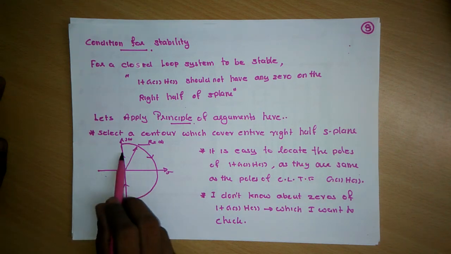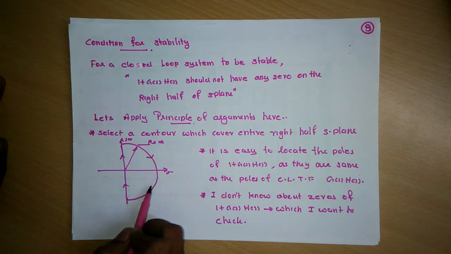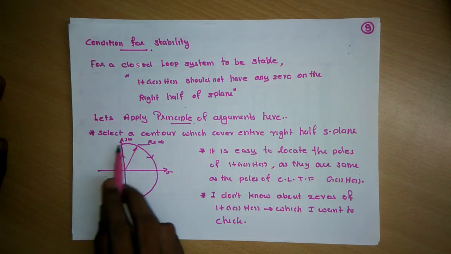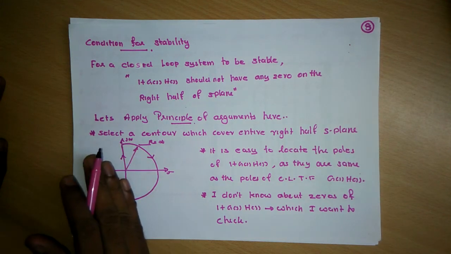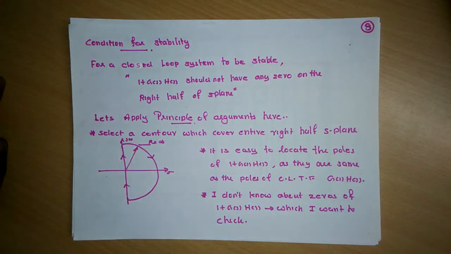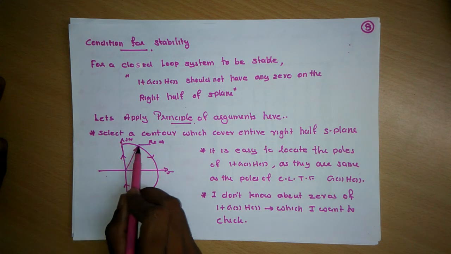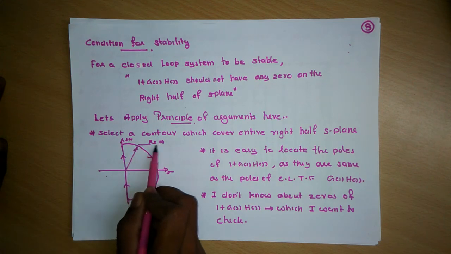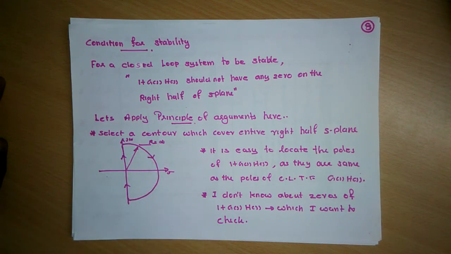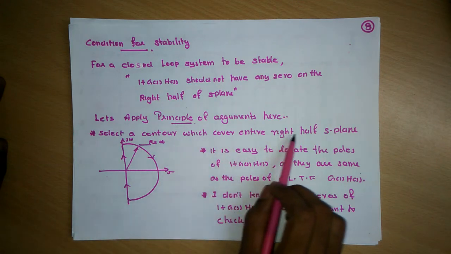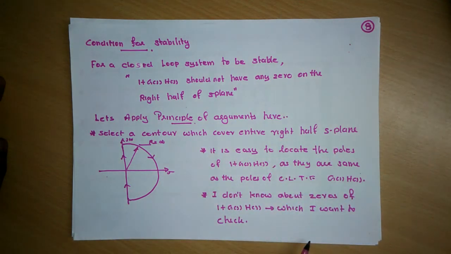So I am taking a contour in the S-plane in such a way that this contour encloses the entire right half S-plane, so that the radius of this semicircle I have chosen will be infinity. So I have chosen a contour which covers the entire right half S-plane.